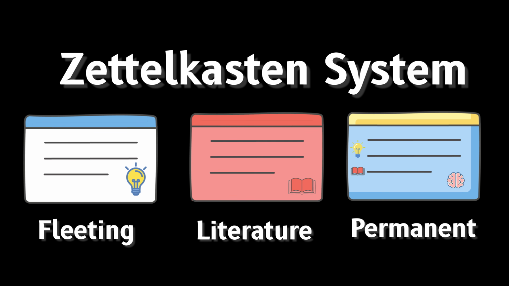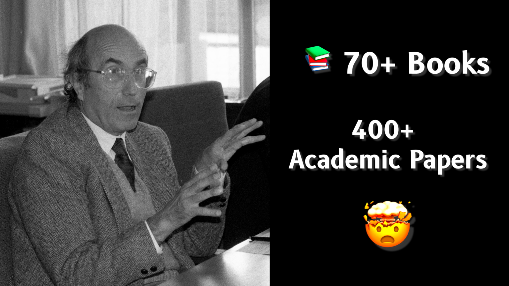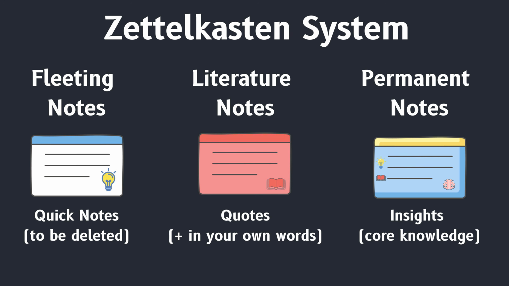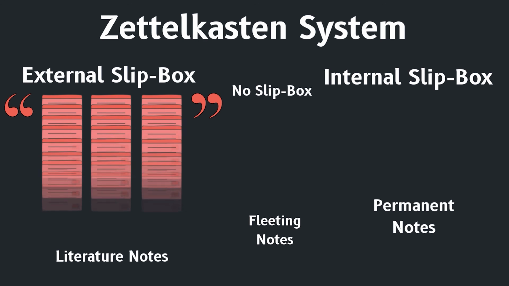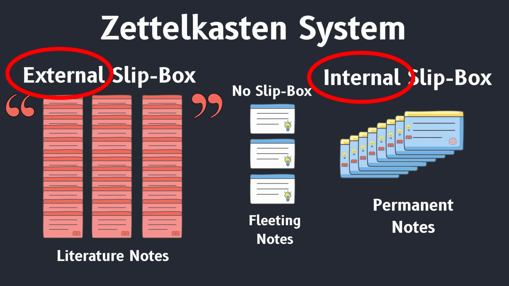One of the best known systems of knowledge management is the Zettelkasten system, developed by Niklas Luhmann, one of the most prolific writers of all time, publishing more than 70 books and 400 academic papers. Niklas Luhmann credits his publishing success solely to one invention, the Zettelkasten. Zettelkasten is a structured note-taking system where you can keep your external information separate from your internal knowledge.